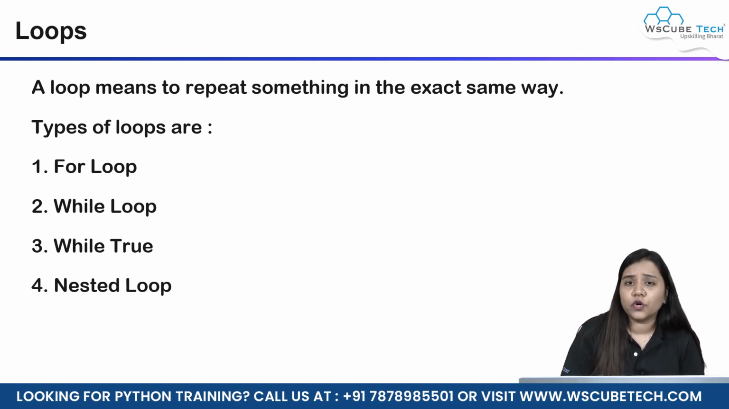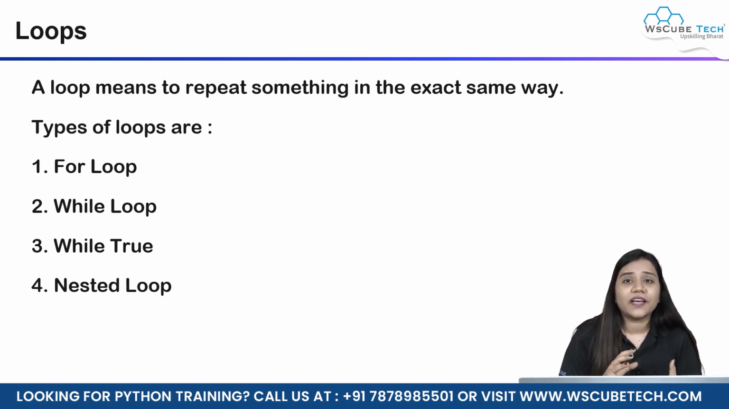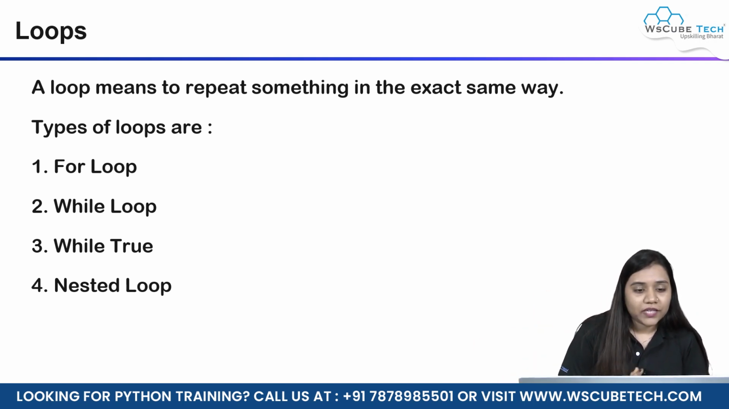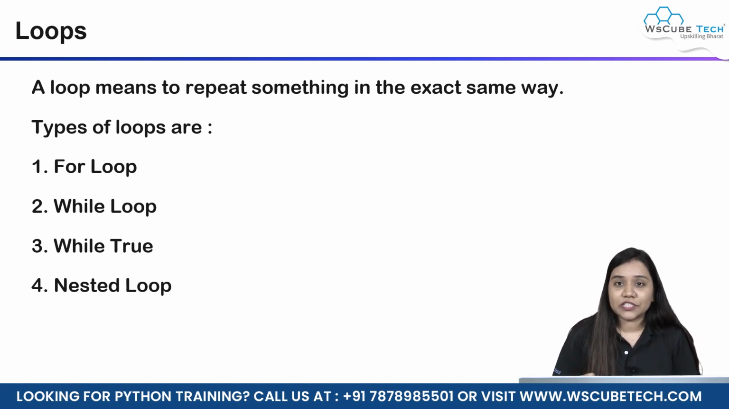So we have a for loop, a while loop, a while true loop, and a nested loop. Nested is a similar term, quite similar to the if conditional statement, but those were conditional statements and here it is loops. So yes, we will be discussing the different kinds of loops in the upcoming sessions, starting with the for loop in our next session.